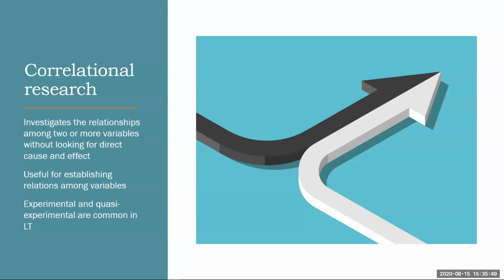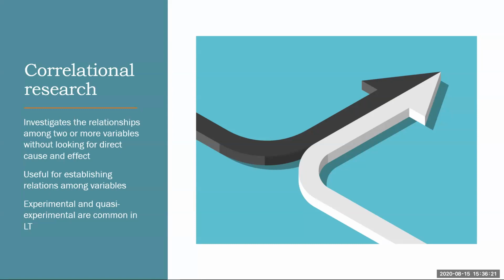Correlational research, we've already talked about a little bit. You're trying to look at the relationships among two or more variables, and you're not looking for direct cause and effect because you can't find direct cause and effect. We don't have a large enough sample size, and our ability to predict is very low in most instances with this type of research. Correlational research is usually math-based, quantitative, whereas action research in the previous one is usually qualitative.